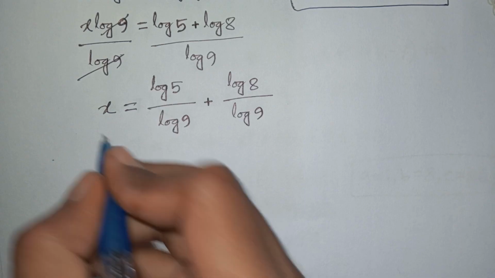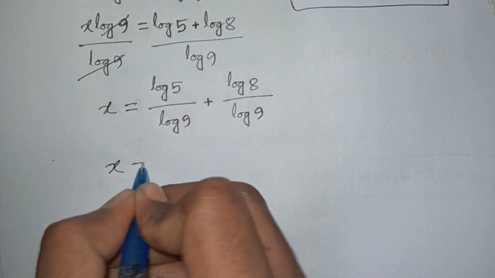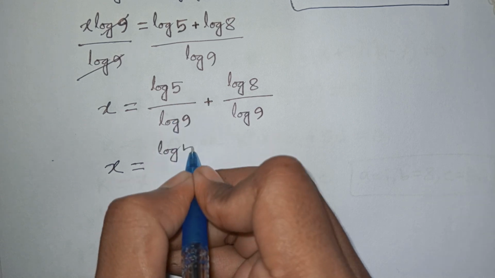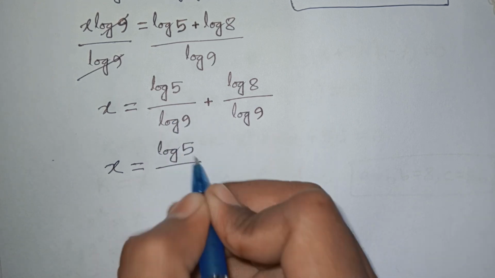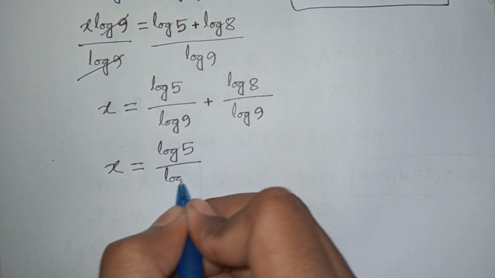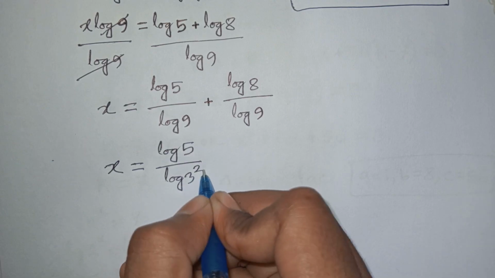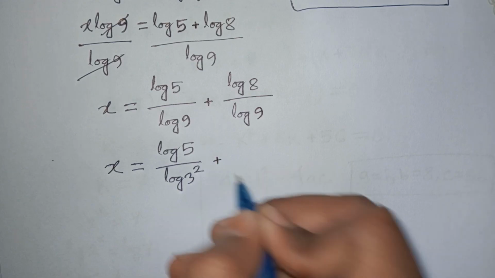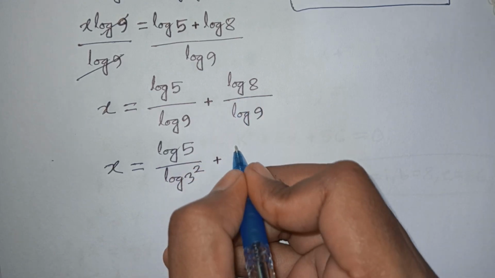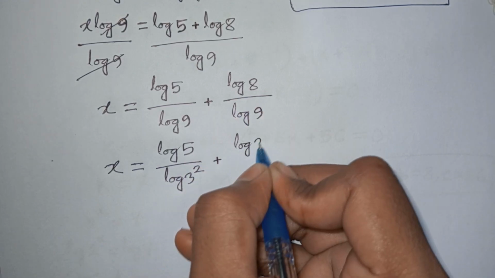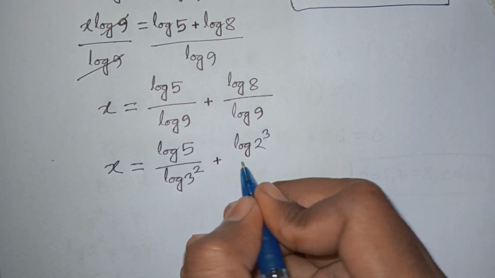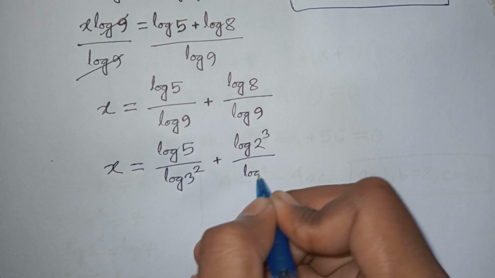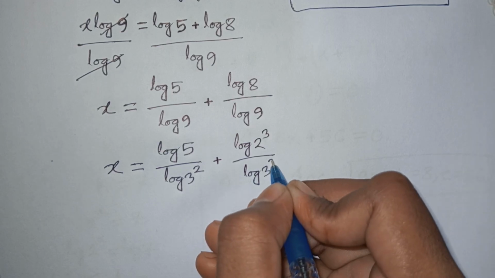In the next step x will be equal to log 5 of log 9, which is same as log 3 power 2, plus log 8, which is same as log 2 power 3, of log 9, which is same as log 3 power 2.